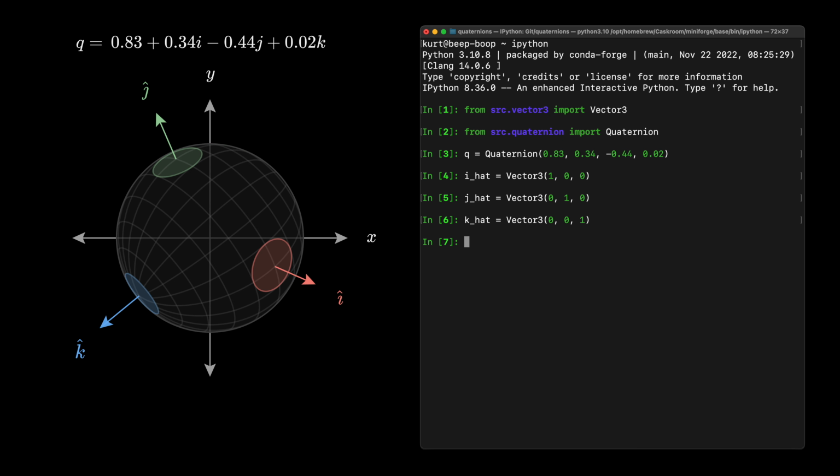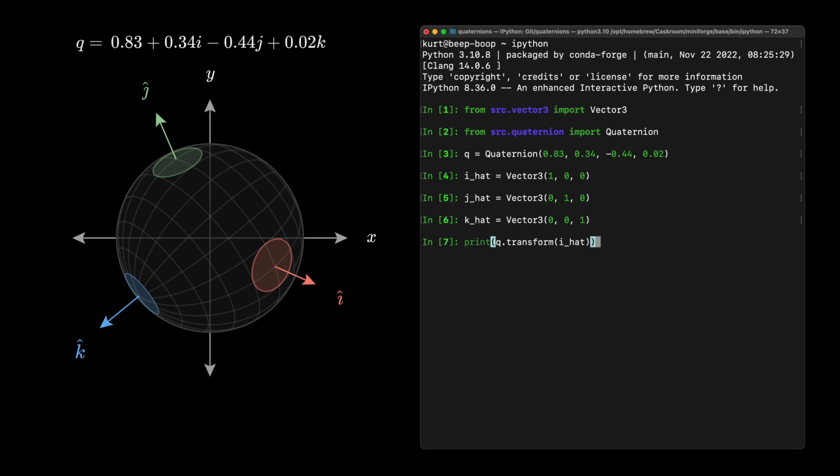To calculate the transformed position of one of these basis vectors, we call the transform method on the quaternion and pass in the basis vector as input. For example, to calculate the transformed position of i hat, we call transform on q and pass in i hat as input. Let's actually put this in a print call to show the coordinates of the resulting vector. Before I run this line of code, what do we expect the output to be?